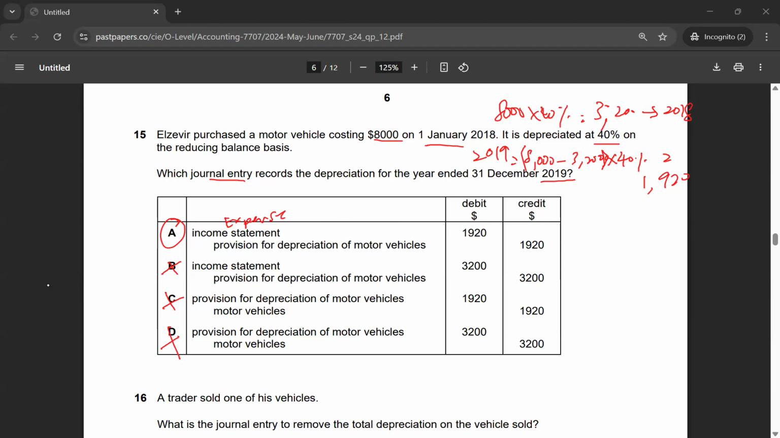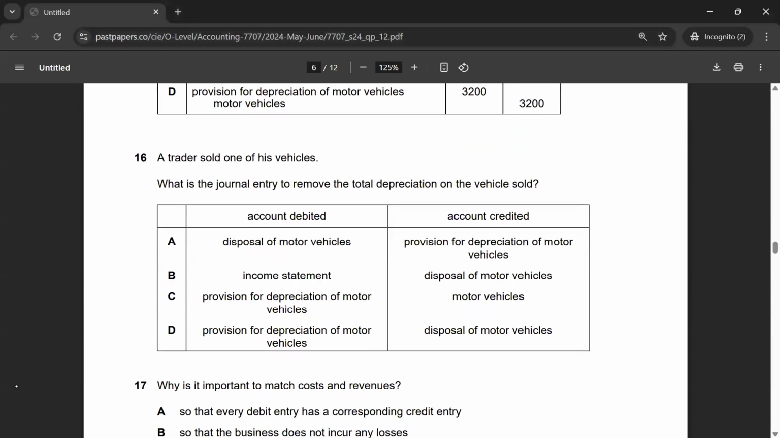Let's look at multiple choice 16. A trader sold one of his vehicles. What is the journal entry to remove the total depreciation on the vehicle sold? So you need to remove the total depreciation, and total depreciation is provision for depreciation, as we have seen in question 15, right?